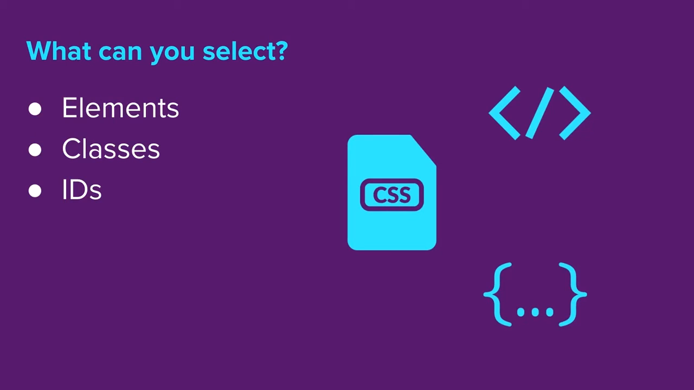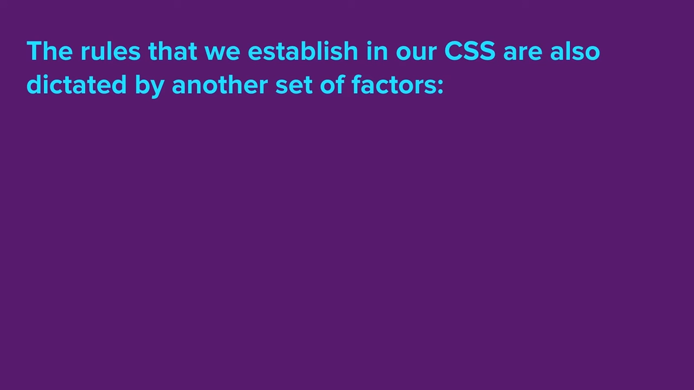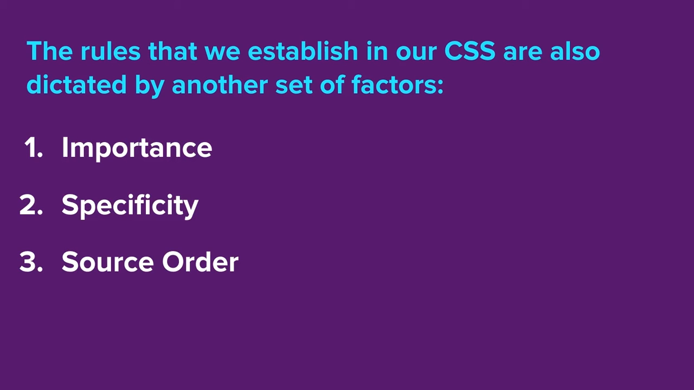So why is it important to know what we can select in our CSS? It's important to know what we can select, because the rules that we establish in our CSS are also dictated by another set of factors that tie closely together with our selectors. These rules are the importance, meaning how important is the thing you're selecting according to what kind of object it is. The specificity, which means how specific a selector is, and the source order, meaning what order the code is being read from top to bottom in our CSS.